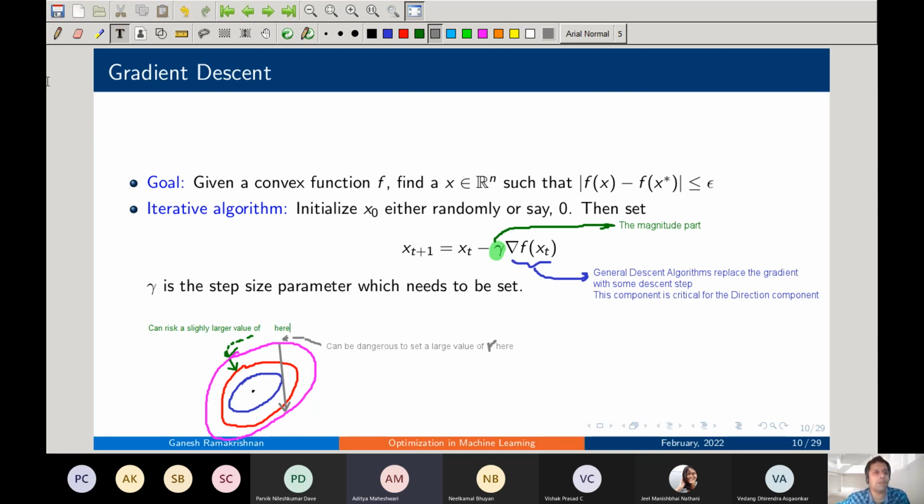Okay. Any questions? So we want to be able to, of course, estimate when to have a large value of gamma, when to have a small value of gamma. In fact, there are algorithms for determining the step size itself. There are Armijo conditions, Frank-Wolfe conditions, backtracking search, and so on.